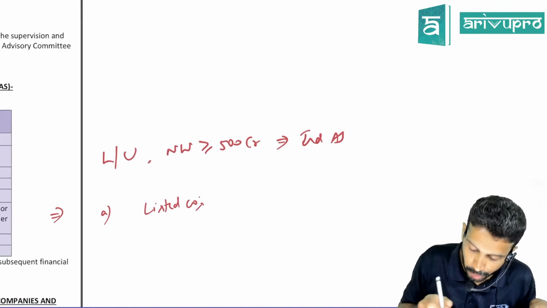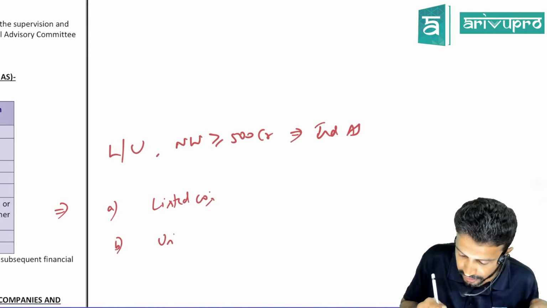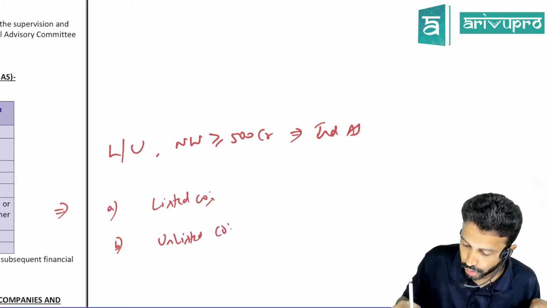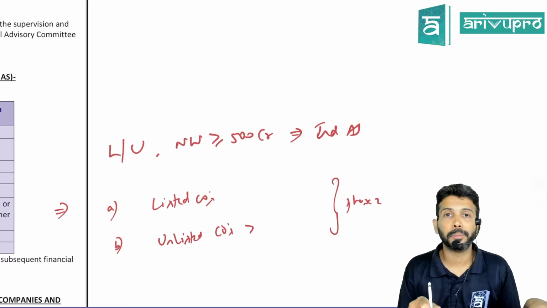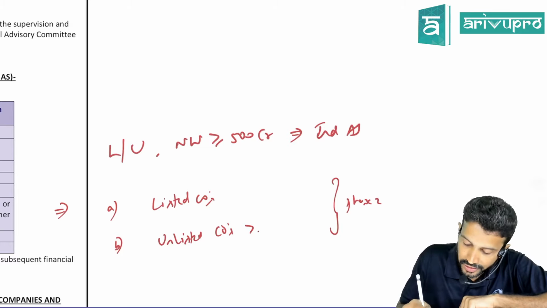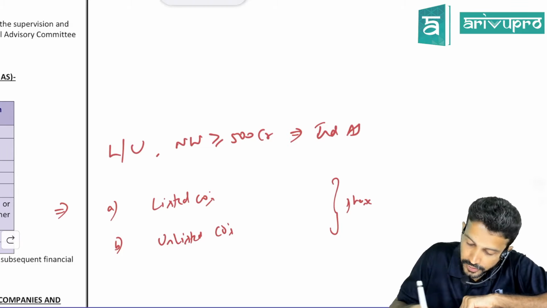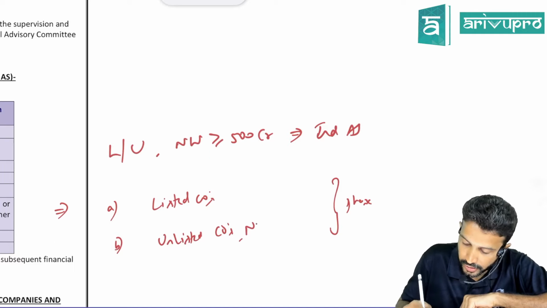Okay, so this is about listed companies. What about unlisted companies? Unlisted companies will also come under phase 2. For unlisted companies, for Ind AS to be applicable in phase 2, their net worth has to be half of this. What is half of 500 crores? 250 crores.